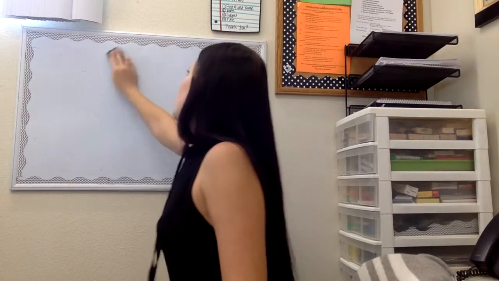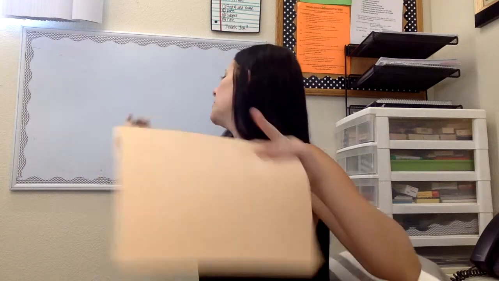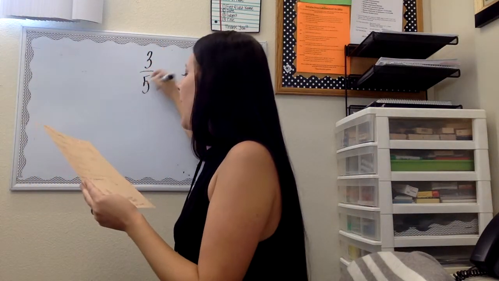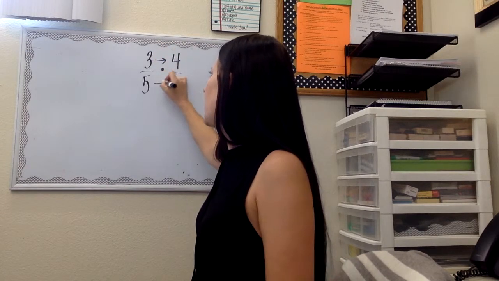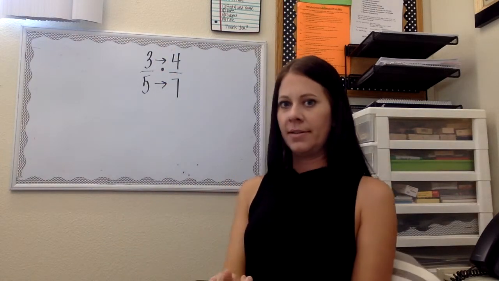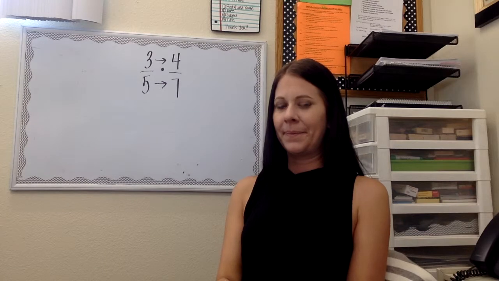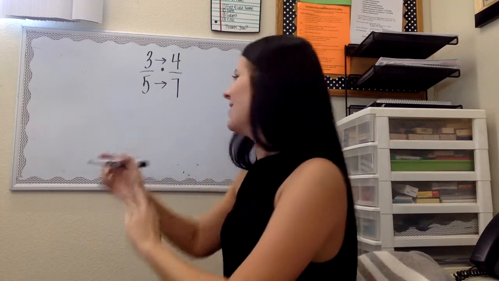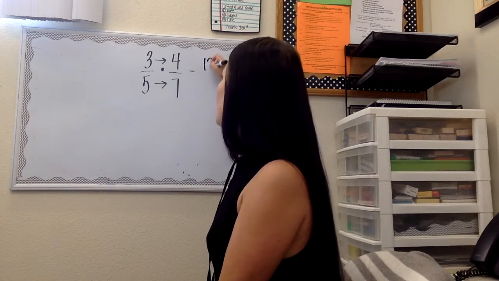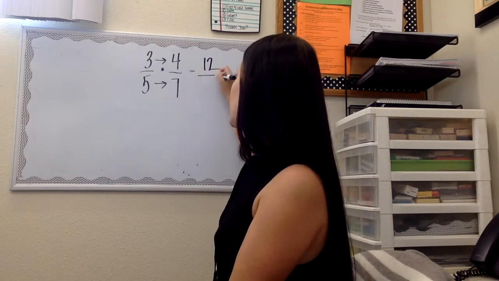Let's do one. I'm going to erase the title. Please, obviously, leave it on your paper. Let's do 3/5 times 4/7. So I'm going to multiply straight across. Maybe you pause it and you try it. Okay. All right. So maybe you're not paused anymore. So I'm going to multiply straight across. 3 times 4 is 12. 5 times 7 is 35.